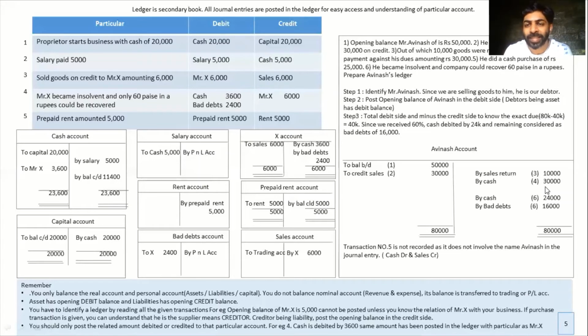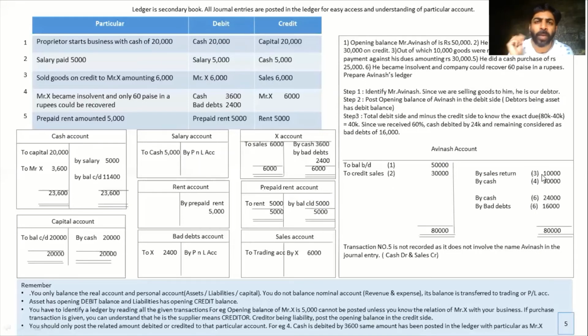Okay, let's analyze it. The opening is 50,000 and then 30,000. 80,000 is what you're supposed to get. From 80, 10,000 goods he returned, so he will not pay you 80 now. He will pay only 70,000, right? Now, out of 70, he already paid 30. So 70 minus 30 is what? 40,000. Now, what is 60% of 40? 6 4s are 24. Straight away 24,000.